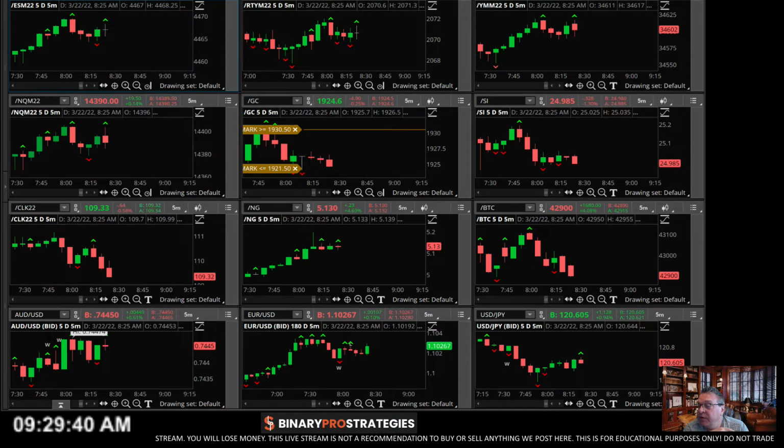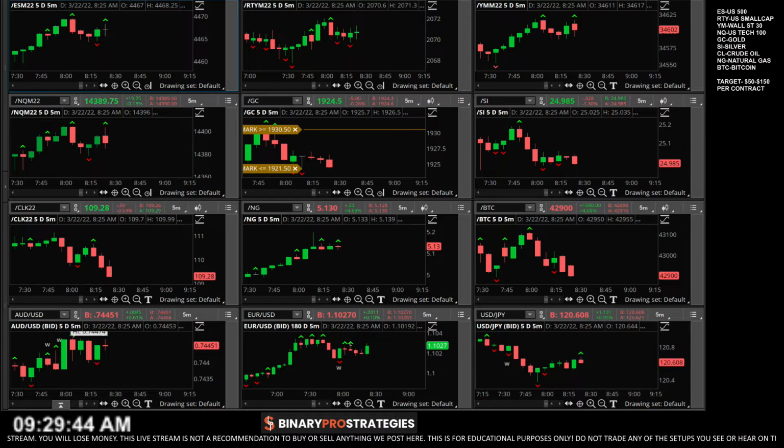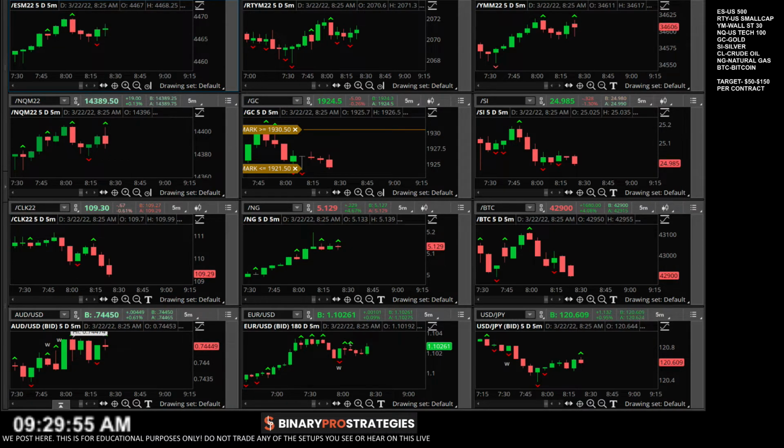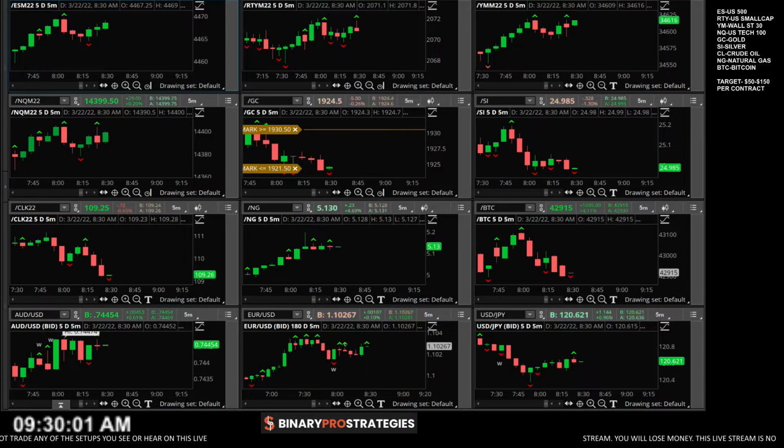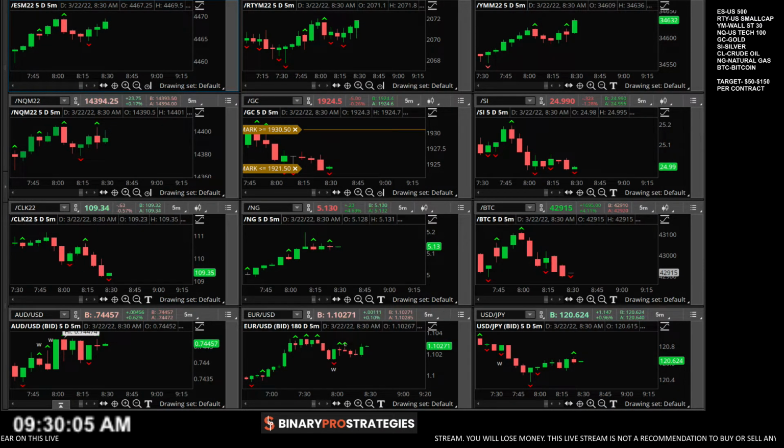Once again, if you're not familiar with the symbols, ES is going to be the US 500 over here in the top right hand corner. RTY is going to be our US small cap. And we have the YM Wall Street 30, NQ, which is going to be US tech. We have GC for gold, SI for silver, CL for crude, NG for natural gas, and BTC for Bitcoin. Remember, our profit objective is going to be $50 to $150.